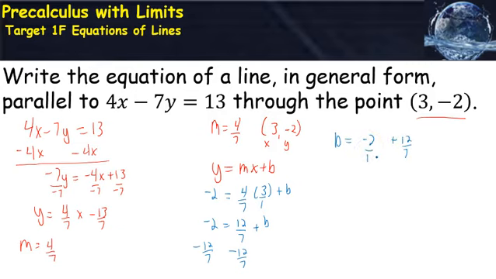Put this over 1. Multiply top and bottom by 7 for a common denominator. Now you can also just use a calculator. Negative 2 plus 12/7, and math fraction will give you the answer. But this is negative 14/7 plus 12/7, which looks like negative 2/7. So my equation right now is y equals 4/7 x minus 2/7.